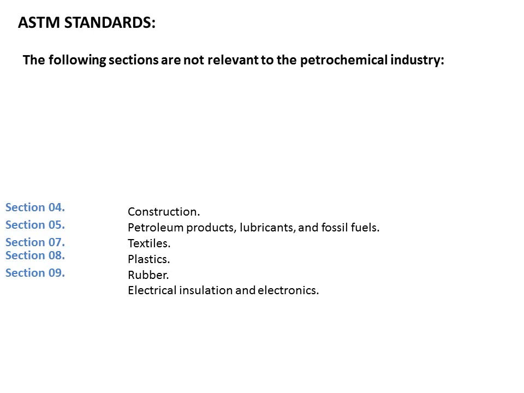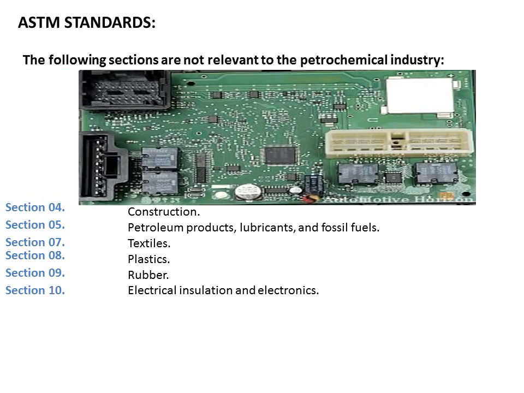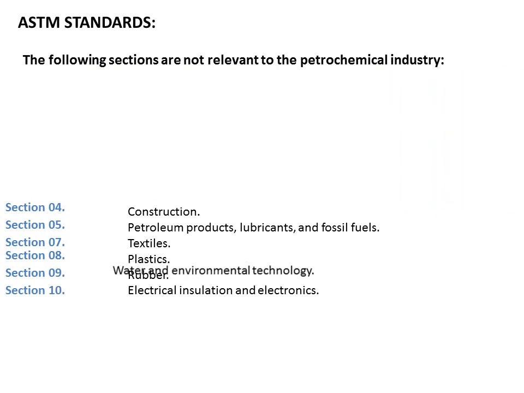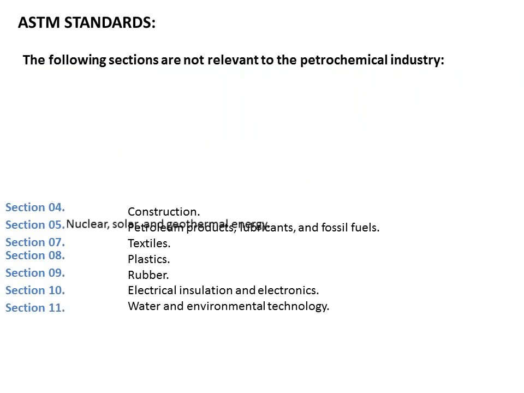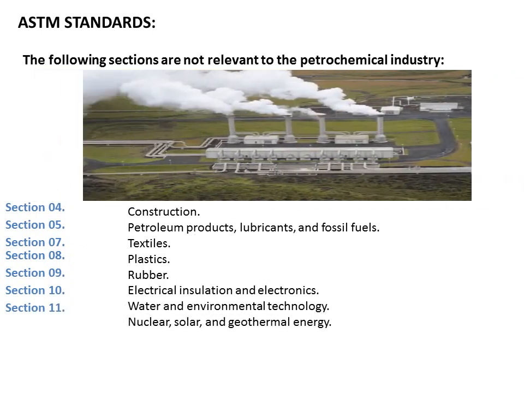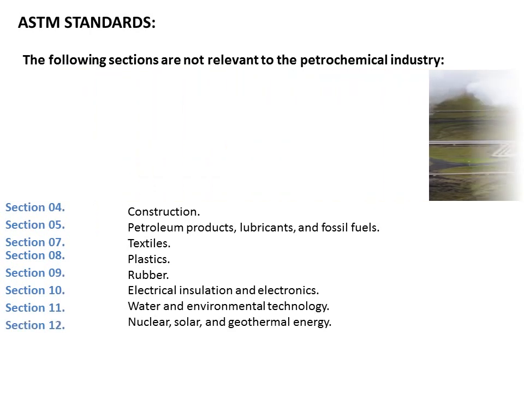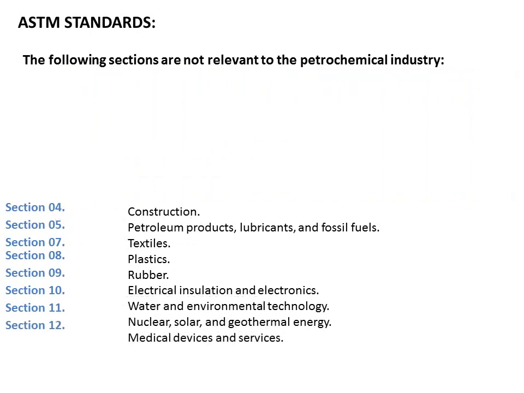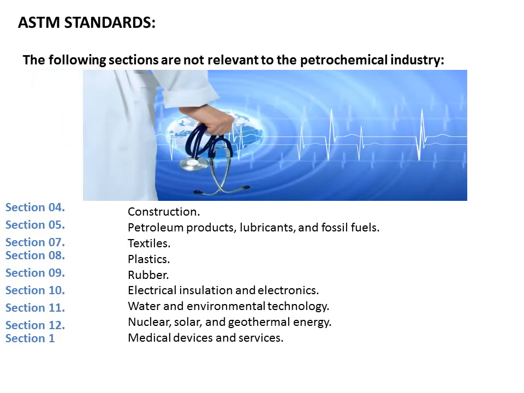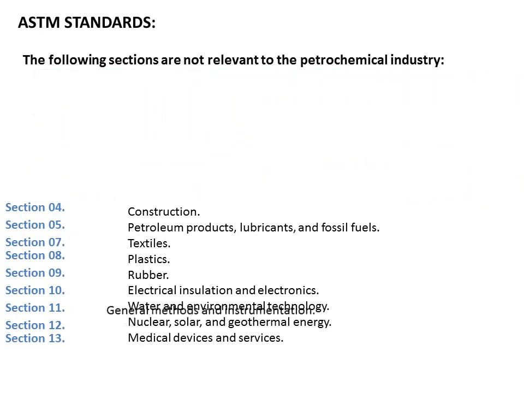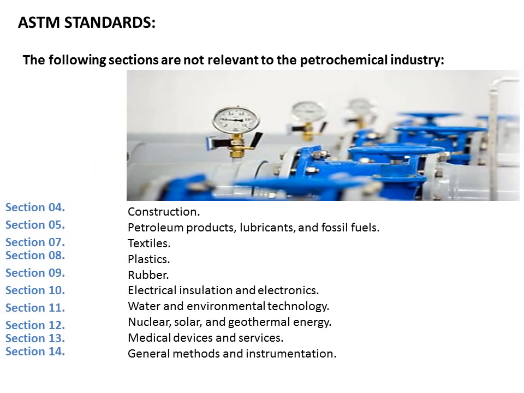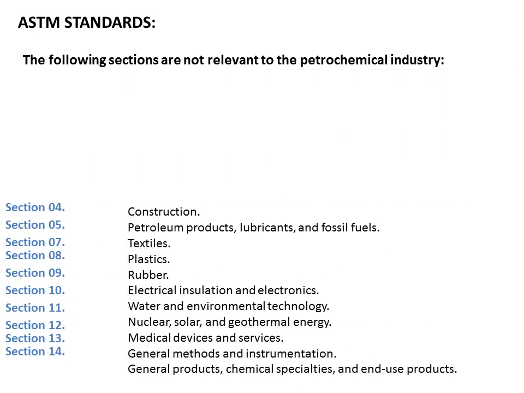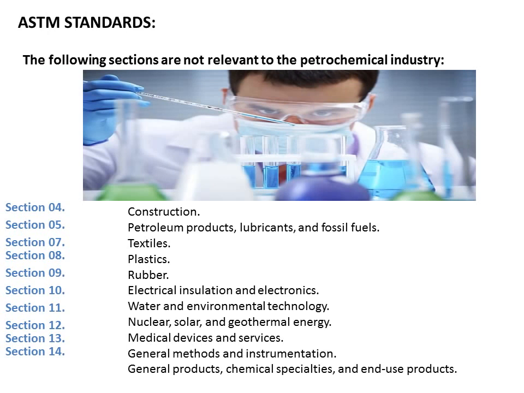We have a section devoted to electrical insulation and electronics, and that is in section 10. For water and environmental technology, we have section 11. And for nuclear, solar and geothermal energy, we have section 12. Section 13 is for medical device and services. Section 14 covers general methods and instrumentation. And finally, the last section, section 15, contains general products, chemical specialities, and end-use products.